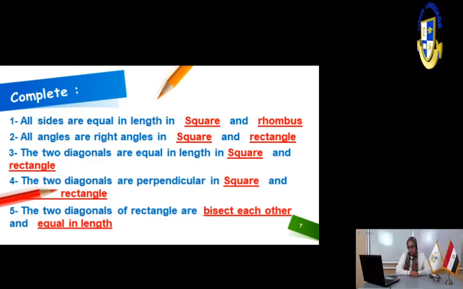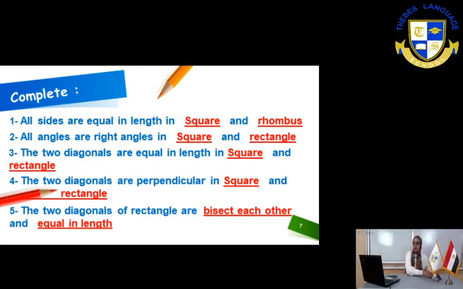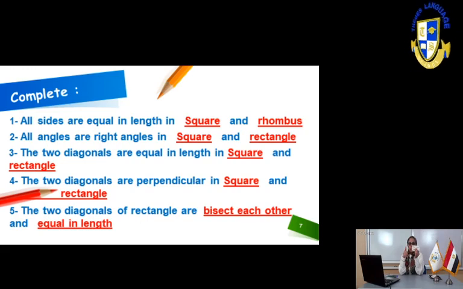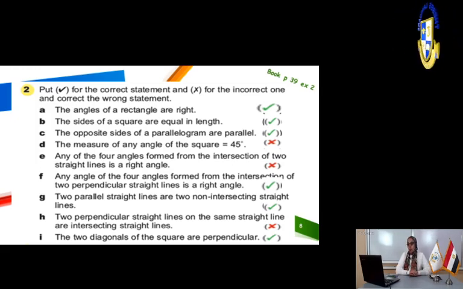Number 5. The 2 diagonals of a rectangle. What is the property of the diagonals of a rectangle? Excellent. Equal in length and bisect each other. Excellent. Next slide. Next exercise, we will put right for the correct statement and wrong for the incorrect one.